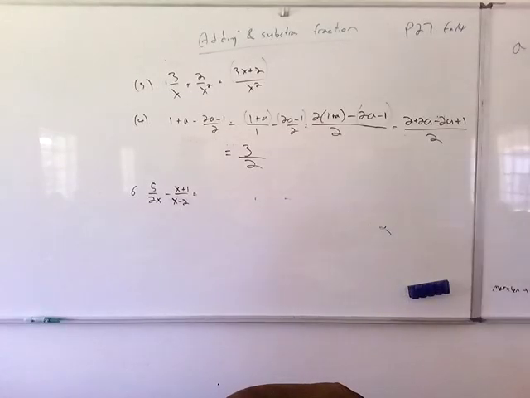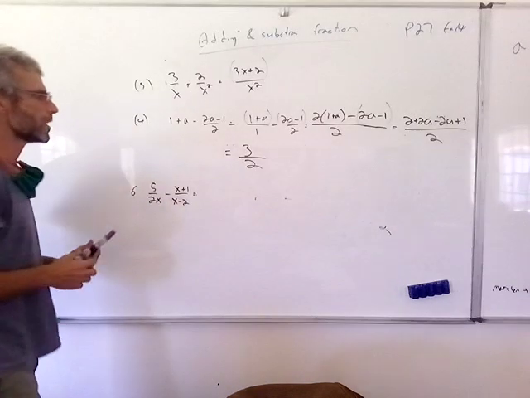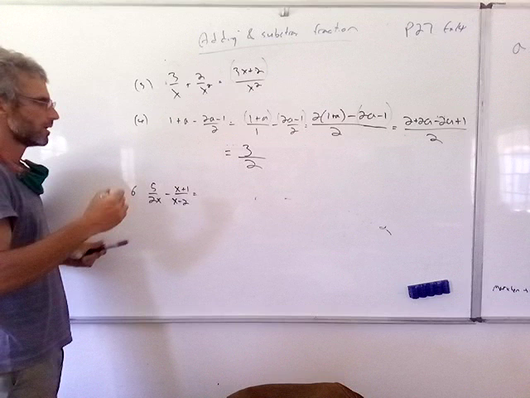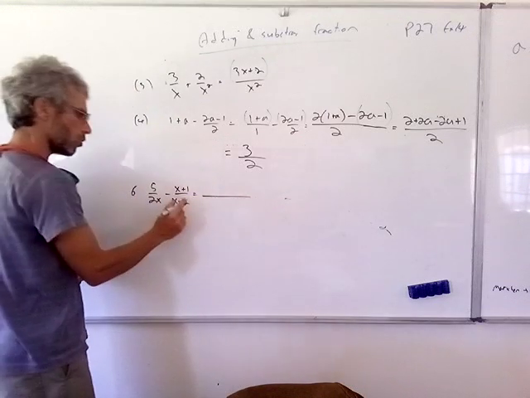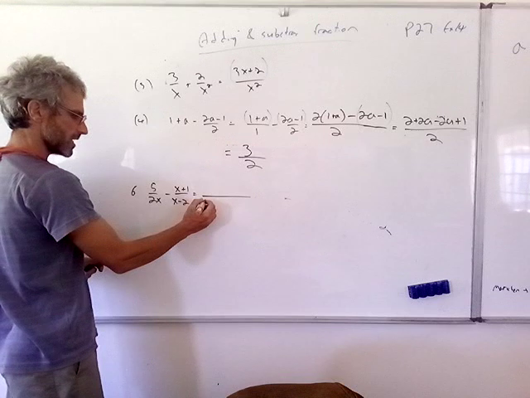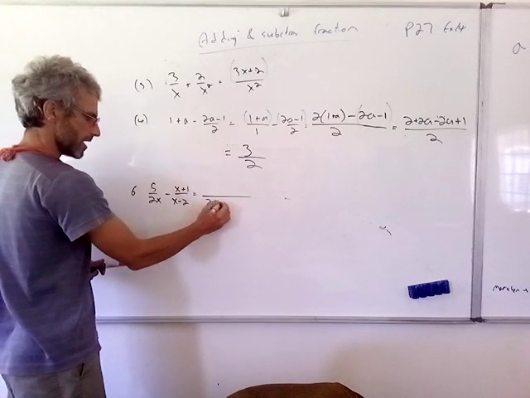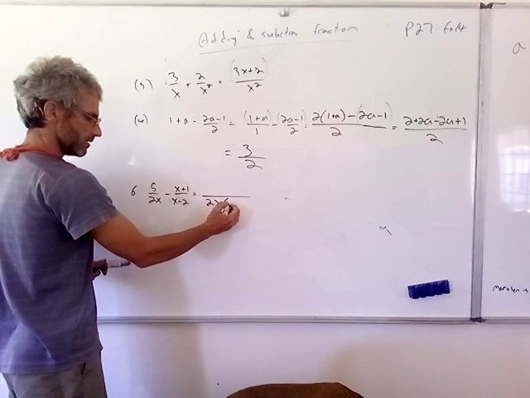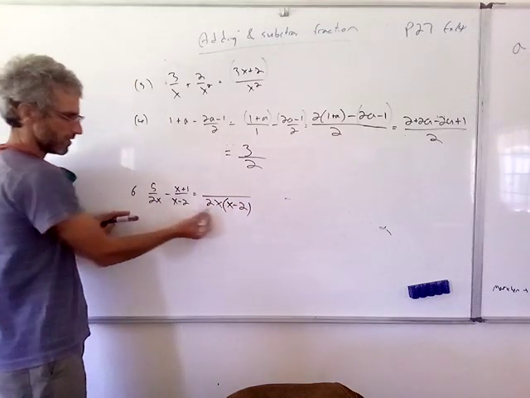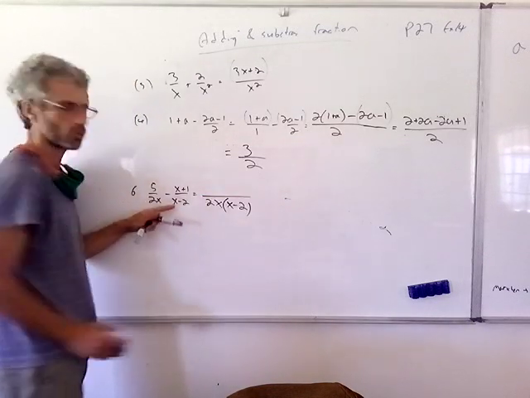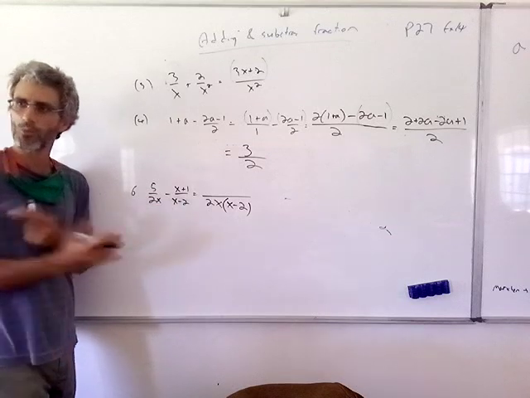Okay, one more question just in case. I think it's actually a bit easier. In this case, what will be the lowest common denominator? 2x times x minus 2. If I just write 2x, then I don't have x minus 2, so I need to multiply it.